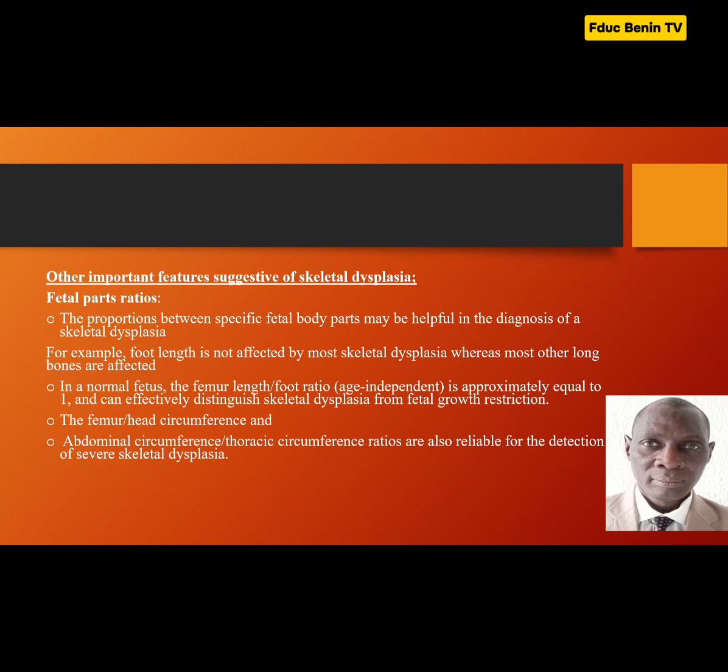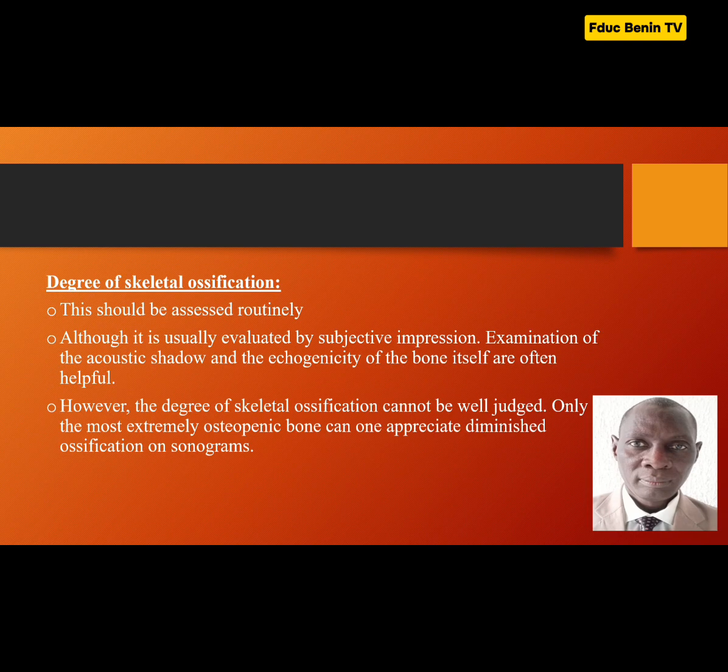Now, the femur length head circumference ratio is another important parameter when you are trying to differentiate whether the abnormalities you are noting are due to skeletal dysplasias or a normal situation. Another one is abdominal circumference, thoracic circumference ratios. These are also reliable for the detection of severe skeletal dysplasias.